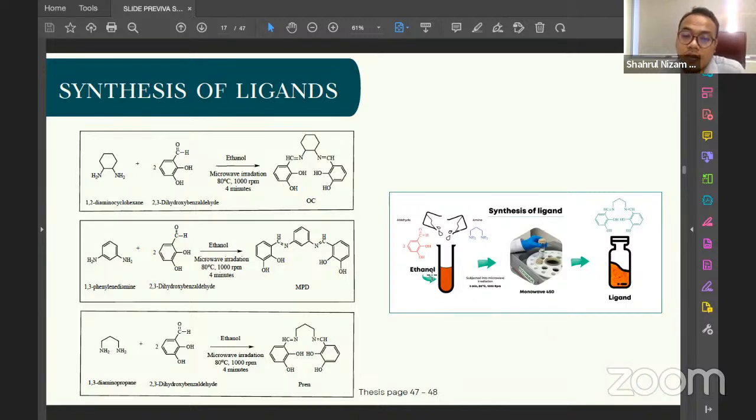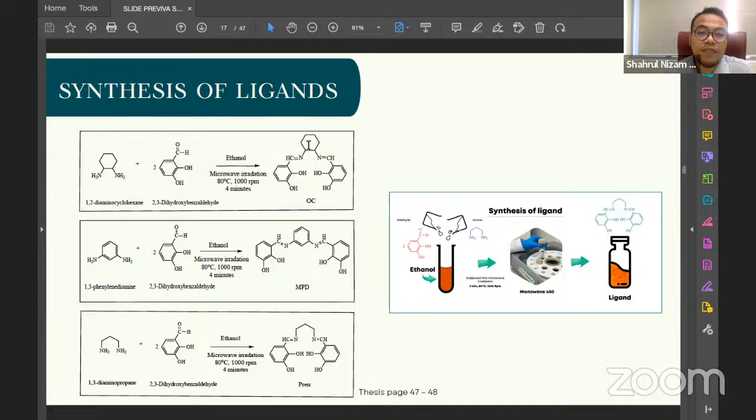So we use aldehyde, and then we use amine here, and then we use ethanol. We get the ligand from the Monowave 450. So these are the structures. We can see this is known as OC. This one is derived from cyclohexane diamine. This one is derived from phenylene diamine, and this is from 1,2,3-propylamine.